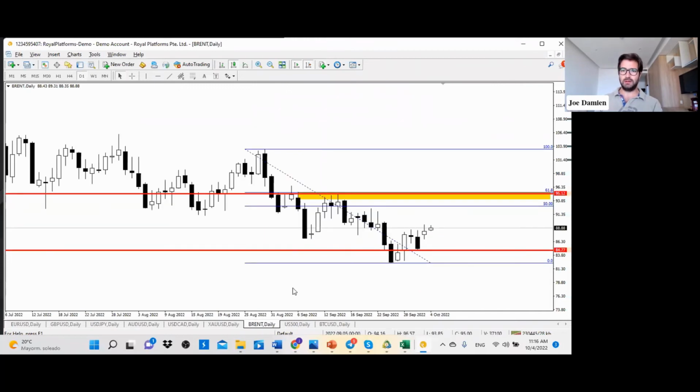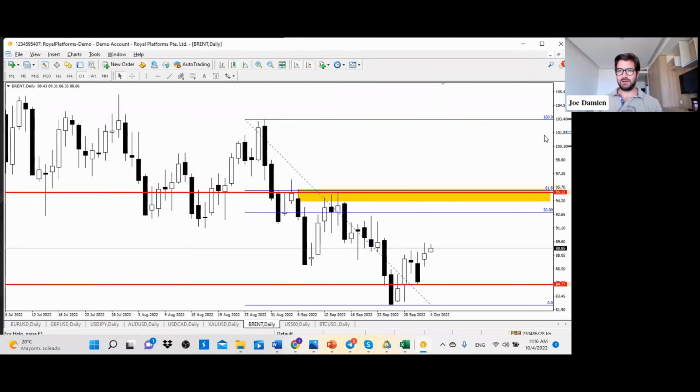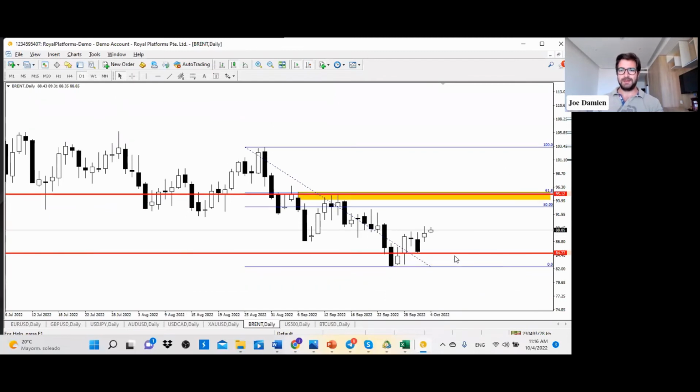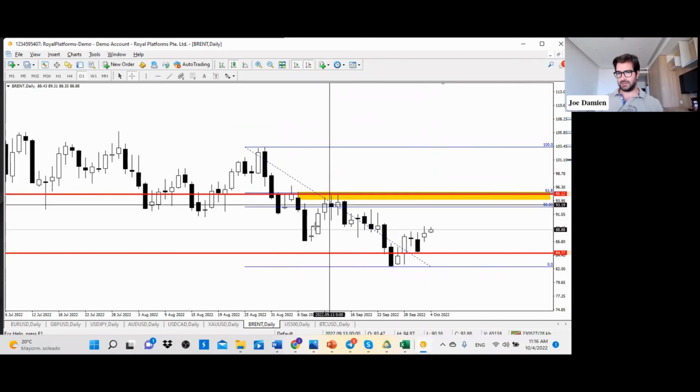Brent UK oil. The Brent UK oil on the weekly time frame is in a downtrend. You can see it here, lower highs, lower lows, self-explanatory, so nothing special to know about the weekly time frame. On the daily time frame, the market is moving to the upside, but for me this is a correction. Do not confuse an impulse with a correction. So we have impulse, correction, impulse. This is a new correction that looks like this one.